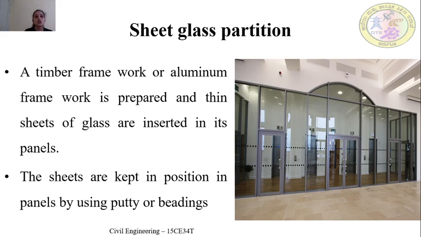In a sheet glass partition, a timber framework or aluminum framework is prepared, and you can observe there is a frame here. You can make use of an aluminum framework or a timber framework, and thin sheets of glass are inserted in its panels. The sheets are kept in position in panels by using beadings.